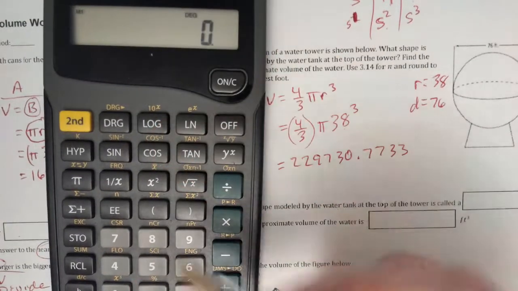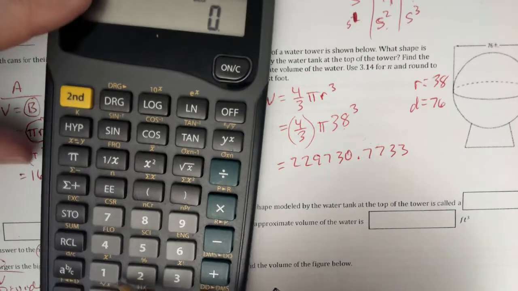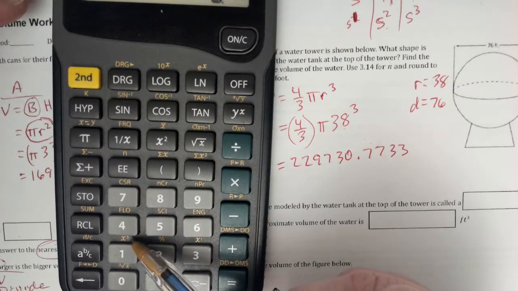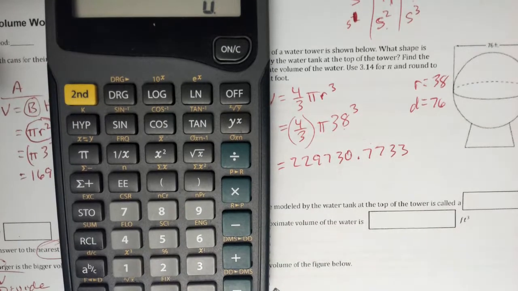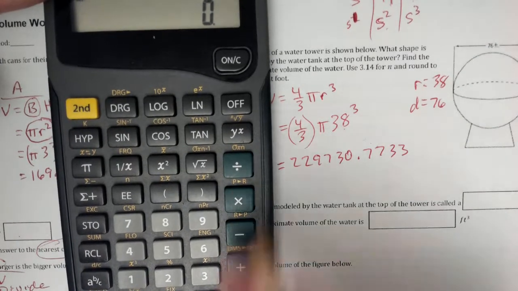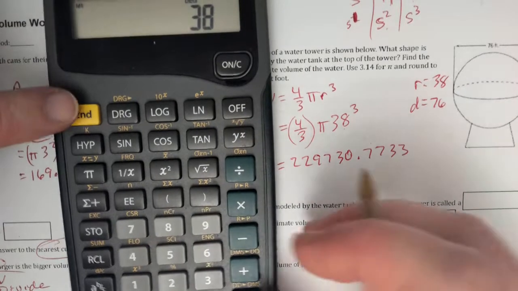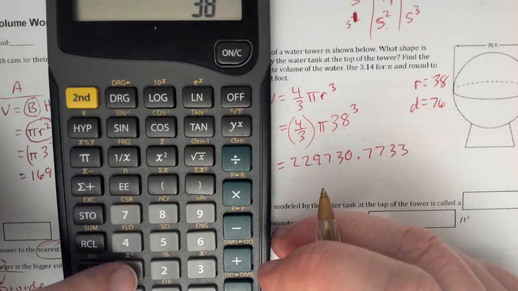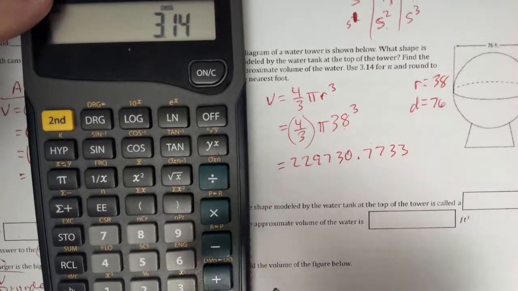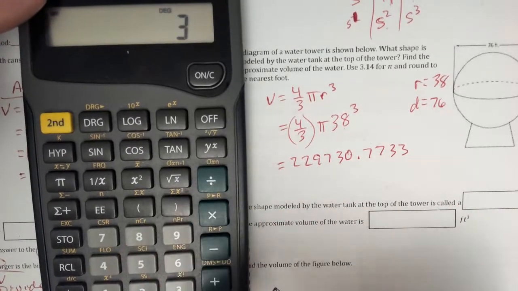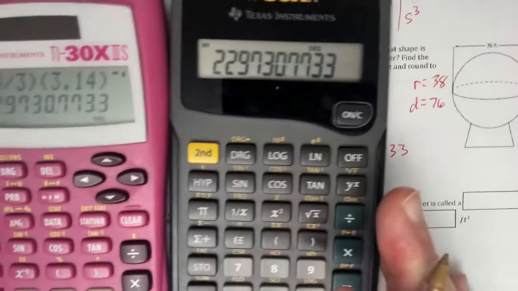The other way is right here on the 1, above the 1 is the cube button. To get to the yellow stuff, you have to push the yellow button first. So the other way to do this is 38, and then second, and then you cube it. You still got that same number. And then you multiply by 3.14, multiply by 4, divide by 3. And notice that we got the same numbers.